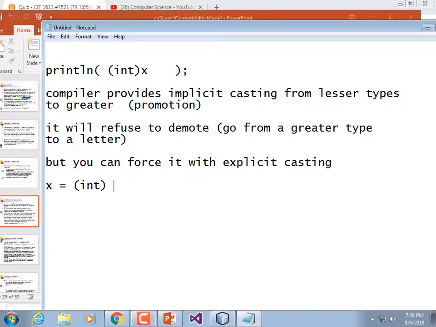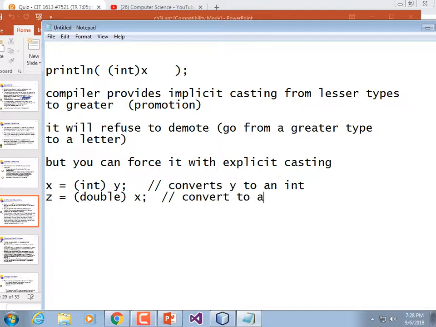x is equal to int y converts y to an int, losing whatever data. You're saying that I accept responsibility for the fact that if y was a floating point number, it's certainly not going to be a floating point number after that conversion happens. Or z is equal to double, whatever, convert to a double. And then you have char, and you have longs, which will convert to a long, and float, right? You can cast into any of the existing data types.